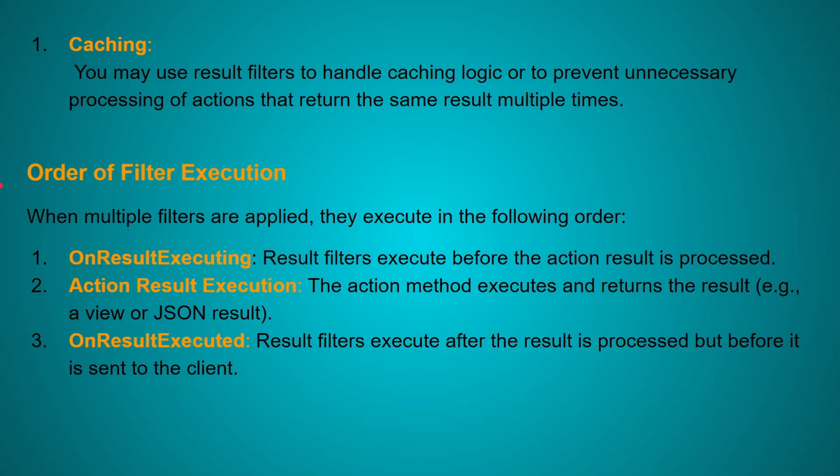Order of filter execution. When multiple filters are applied, they execute in the following order. OnResultExecuting: result filters execute before the action result is processed. Action result execution: the action method executes and returns the result, such as a view or a JSON result. OnResultExecuted: result filters execute after the result is processed but before it is sent to the client.